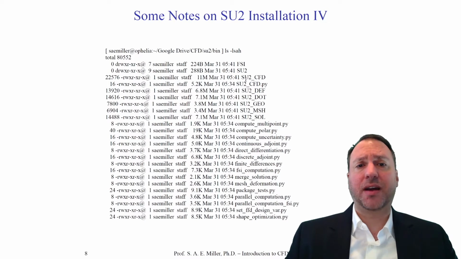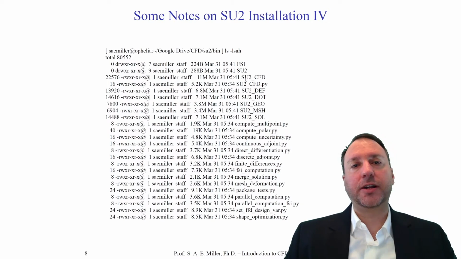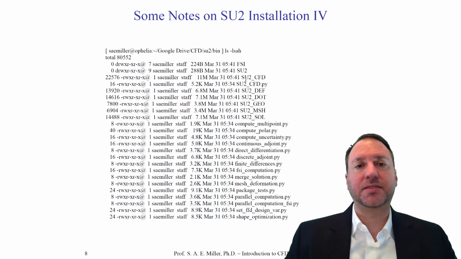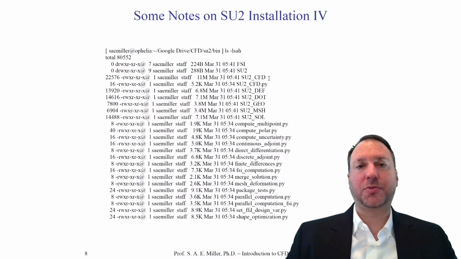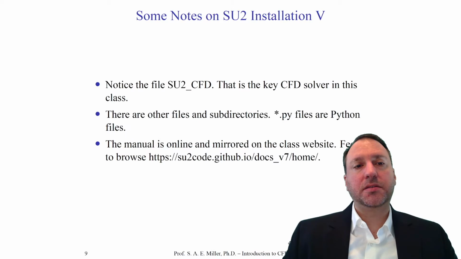We generally don't ever want to mess with the files in the bin folder unless we're creating our own CFD code. And in this class, we're not modifying directly or changing the SU2 CFD code. We're simply installing it and verifying it's installed. So make note of this file location, SU2/bin/SU2_CFD.